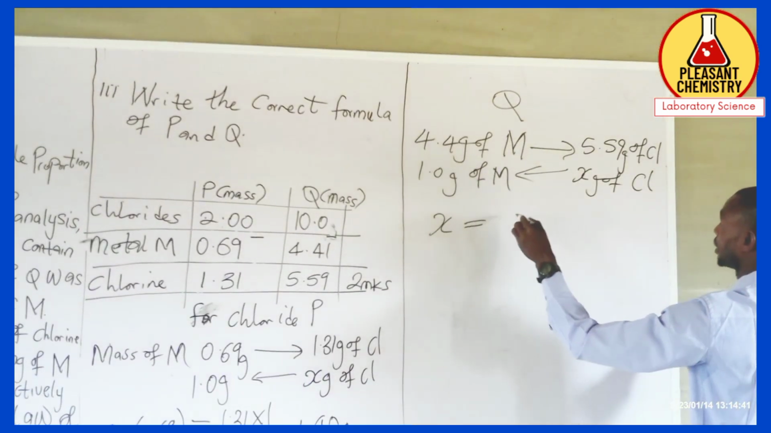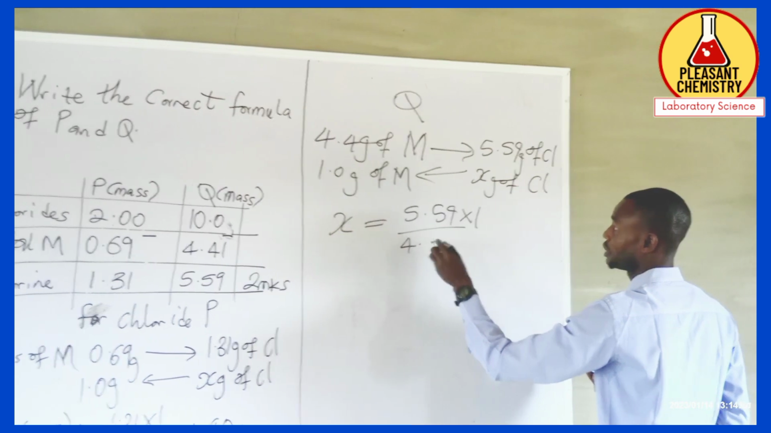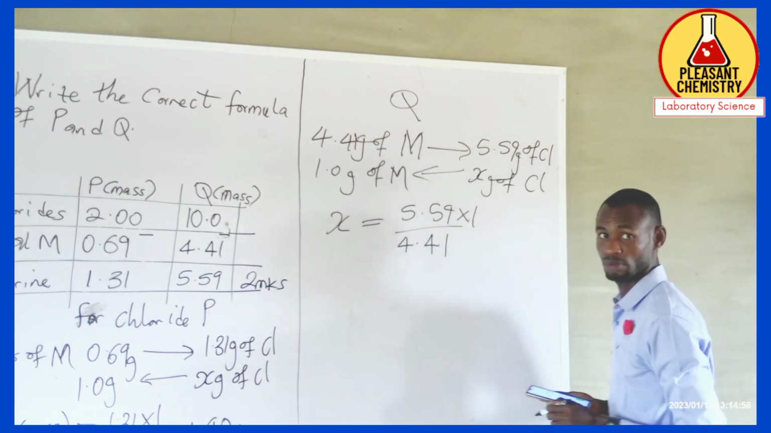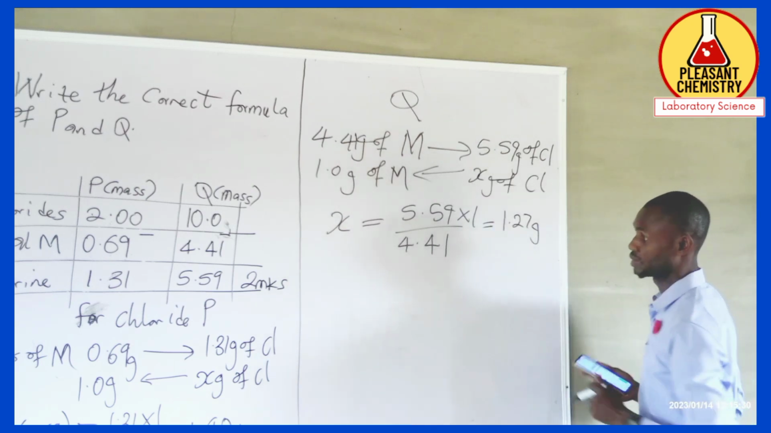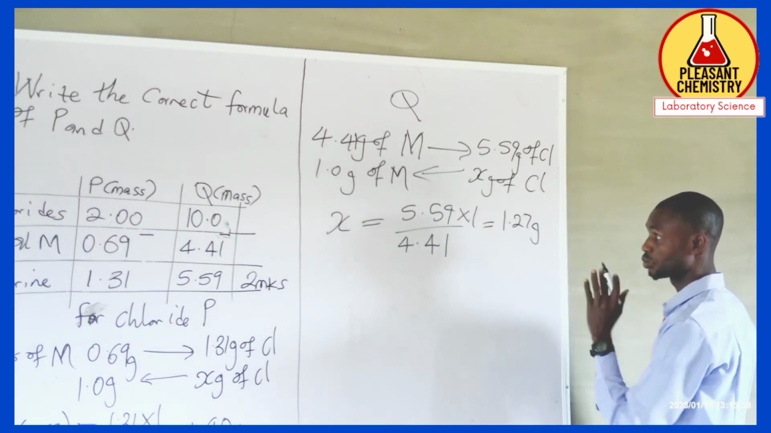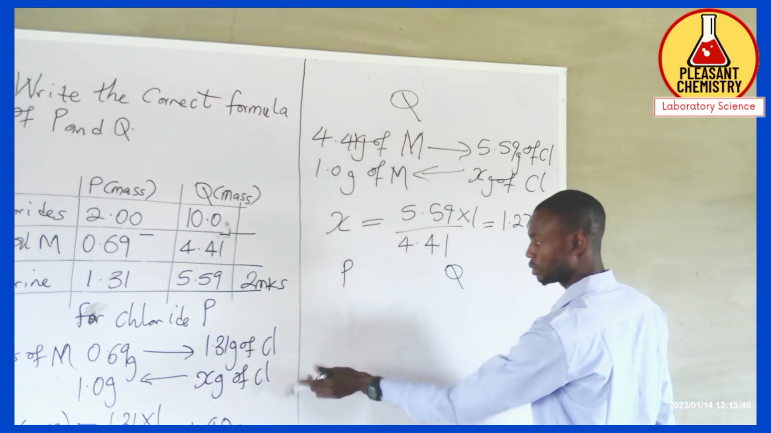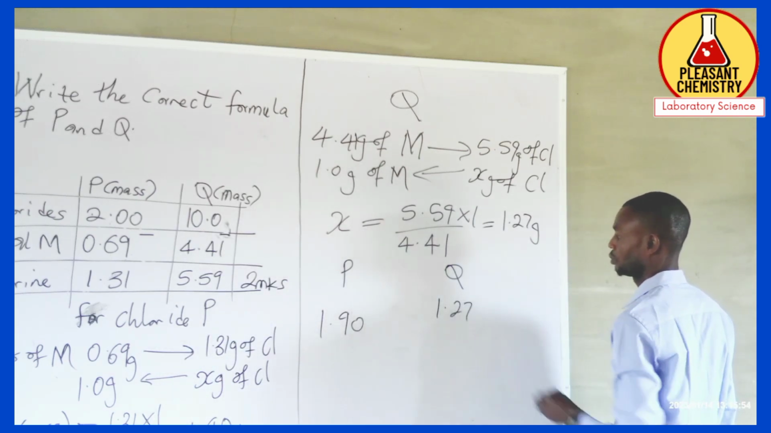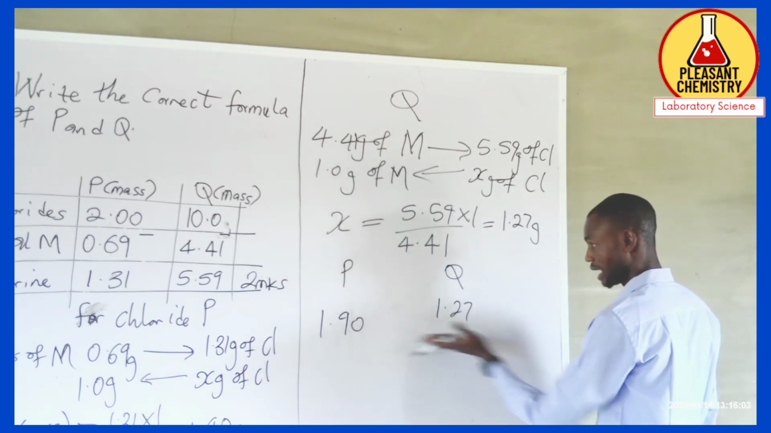Making X the subject of the formula, we are going to have 5.59 multiplied by 1, divided by 4.41 gram. So we have 1.27 gram for the second one. Now, if you look at the next question where we've calculated the two masses, the next thing is to determine the ratio. Okay, we have P and then we have Q. For P, our final answer was 1.90, and for Q, our final answer was 1.27. Now, right here, we are going to divide by the smallest so that we'll be able to get the ratio.